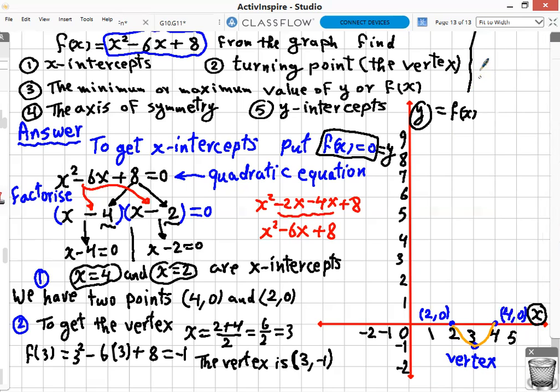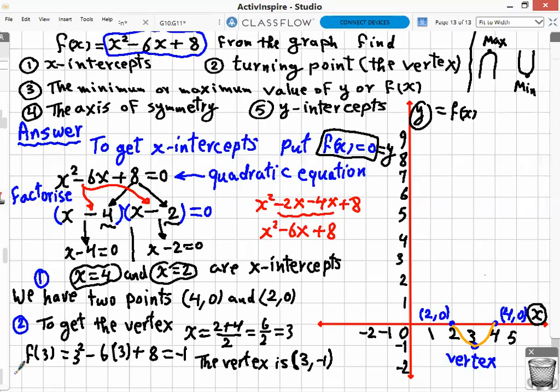If your curve is like this, your vertex will be up. Here we have a maximum. If your curve is like this, your vertex will be down. It will be what? Minimum. Easy. Now, is it a minimum or maximum? Minimum value of y. Minimum. Then thank you so much.